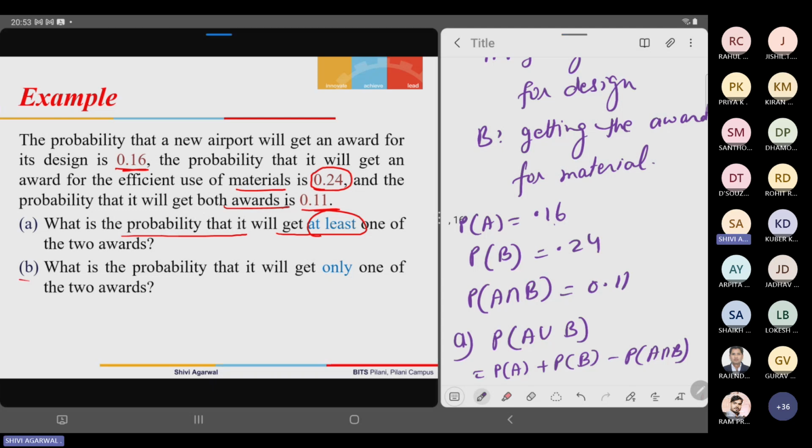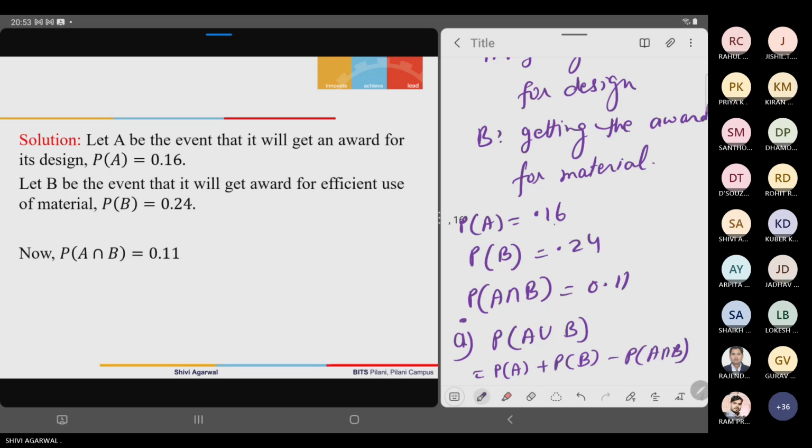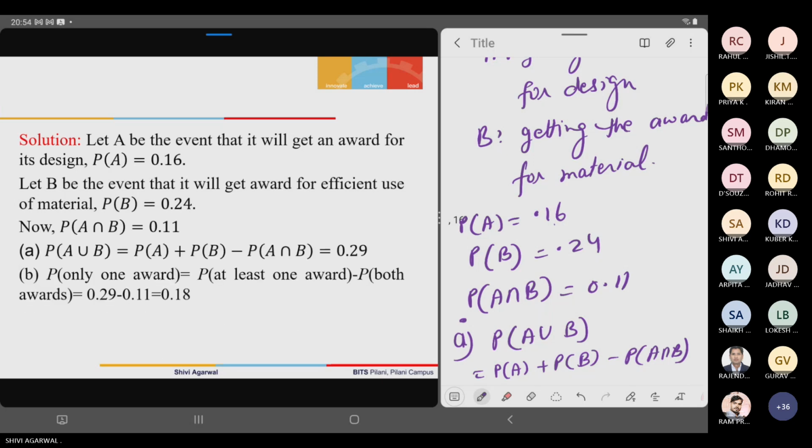Okay, B part: what is the probability that it will get only one of the two awards? Only one award means at least one award minus both awards. So it is 0.29 minus 0.11, either this or this. That is at least one award minus the probability of both awards, so it is 0.18. That is just a formula based question.